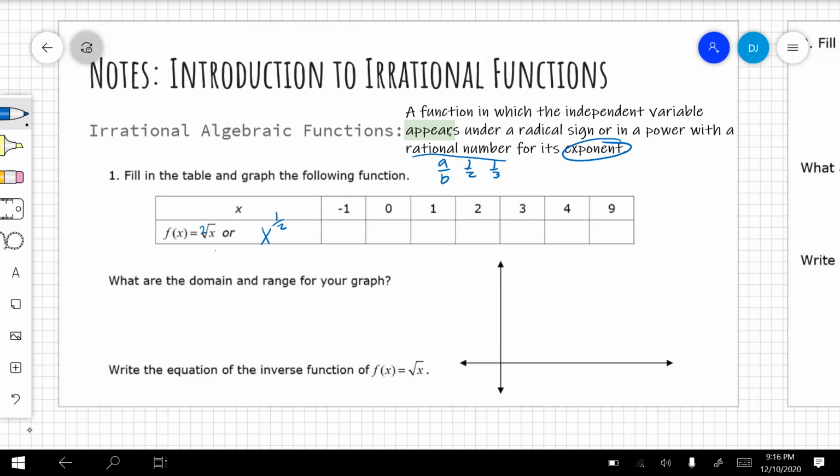Now, what we're doing is we're basically stating f of negative 1 equals the square root of negative 1. We're substituting our x value, which is just negative 1. Hey, we just talked about this. This square root of negative 1 is not a real solution. It's actually just going to become imaginary.